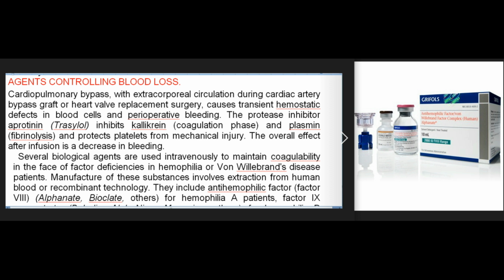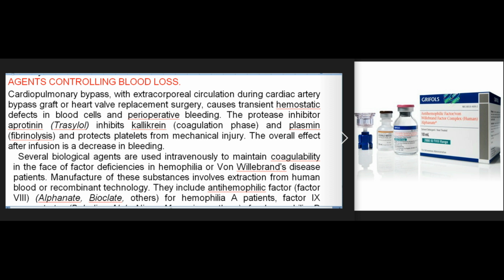Several biological agents are used intravenously to maintain coagulability in the face of factor deficiencies in hemophilia or von Willebrand's disease patients. Manufacture of these substances involves extraction from human blood or recombinant technology. They include antihemophilic factor, factor VIII (Alphanate, Bioclate, others), for hemophilia A patients, factor IX concentrate (Bebulin, AlphaNine, Mononine, others), for hemophilia B patients, and factor VIIa (NovoSeven), for hemophilia and von Willebrand patients.